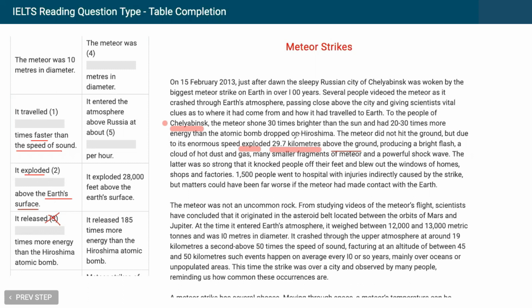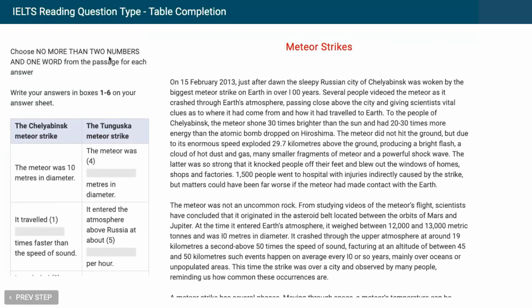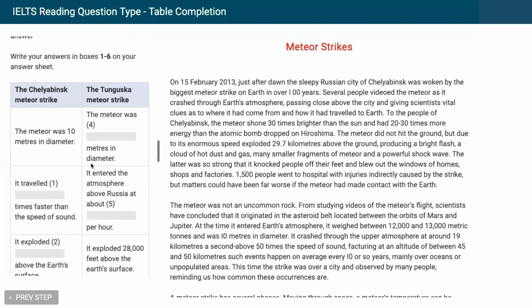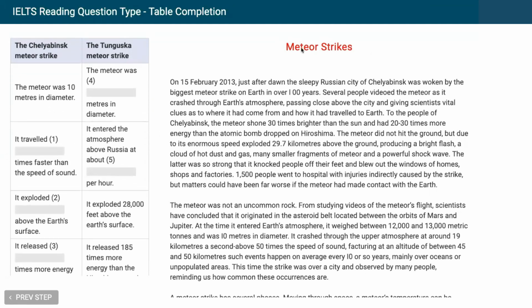It exploded 29.7 kilometers. Now, keep in mind that 29.7 alone would not be the correct answer because, again, we were looking for a distance. And this is what the instructions mean when they say no more than two numbers and one word. So in this case, the word is kilometers. So again, just to highlight that, 29.7 kilometers. At the end, we'll look at the spelling. There are two ways to spell kilometers, the British way and the American way. Here we have the British spelling. Know that the American spelling is also accepted, but again, I'll show that to you at the end of the video.